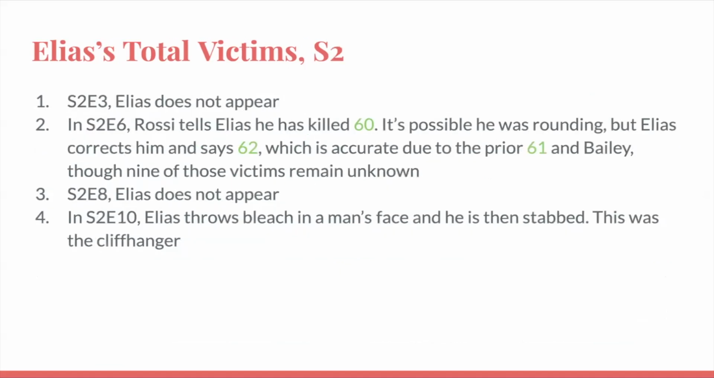In season 2, episode 3, Elias does not appear. In season 2, episode 6, Rossi tells Elias that he has killed 60. It's possible he was rounding, but Elias corrects him and says 62, which is accurate due to the prior 61 and Bailey, though 9 of those victims still remain unknown, and now apparently the FBI knows about those victims. In season 2, episode 8, Elias does not appear, and in season 2, episode 10, Elias throws bleach in a man's face and then stabs him. This was the cliffhanger. Don't really know how this is going to turn out yet.